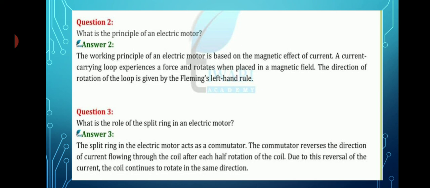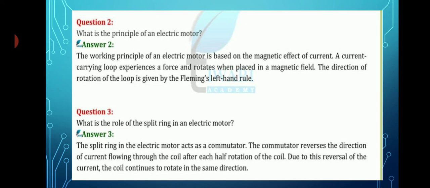Then the last question, what is the role of the split ring in an electric motor? The split ring in the electric motor acts as a commutator. Okay, it is also called a commutator. The main function of the commutator is to reverse the direction of the current flowing through the coil after each half rotation of the coil. Due to this reversal of the current, the coil continues to rotate in the same direction.